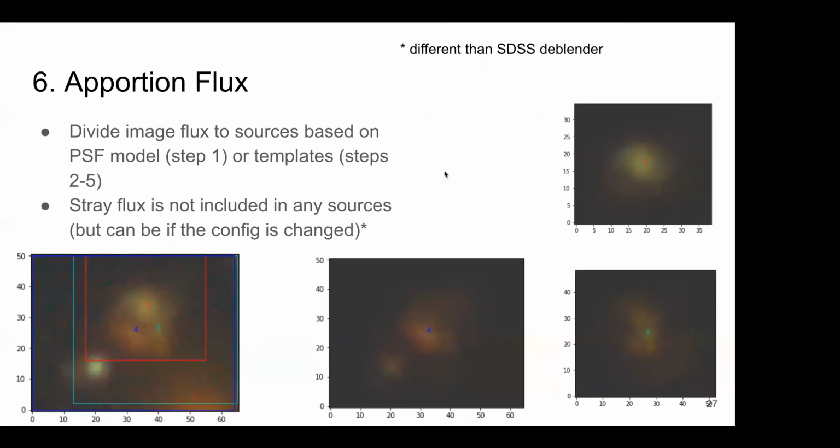Now, one of the issues with the current Deblender is that stray flux isn't included in any of the sources. So that means when you build your symmetric template, if you had an asymmetric galaxy, for example, that might have some flux over on the side, that's not going to be included in this source because it was outside of the footprint of this model. And so they found when they were running this on HSC data that they were having issues where this was actually doing more harm than good. There's some light that's just not included.